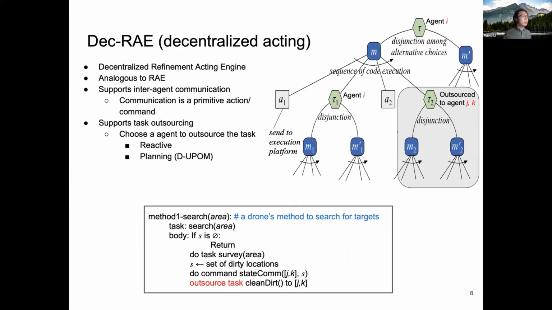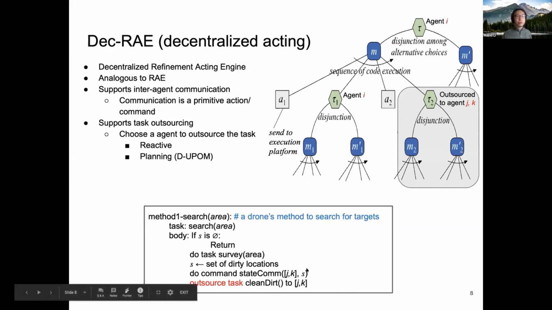And Dec-RAE supports task outsourcing. As you can see in the gray block here, the agent I's method M has a subtask that is supposed to be done by some other agent, either J or K. So in the code, in the method body, we say that we outsource this task to either J or K.